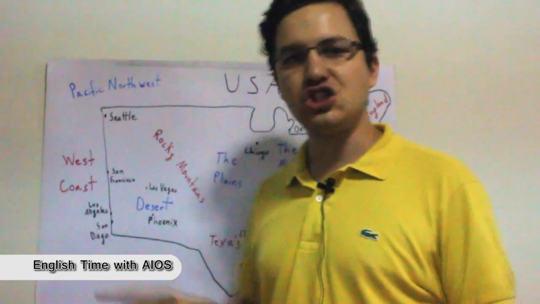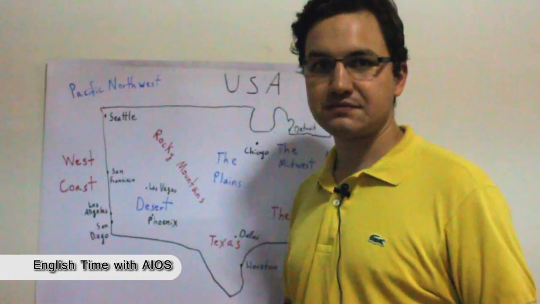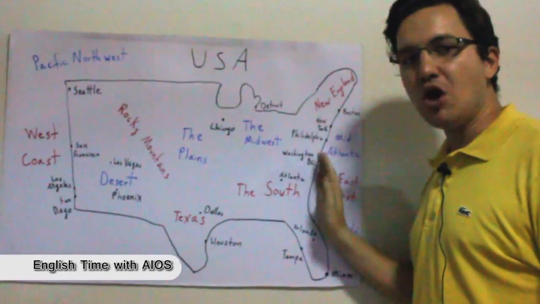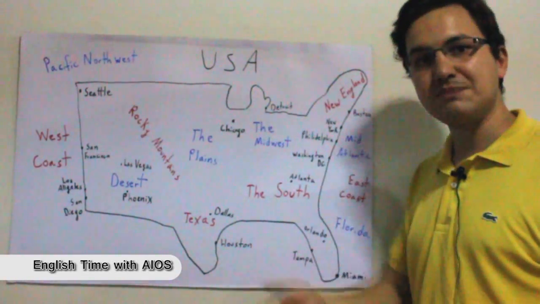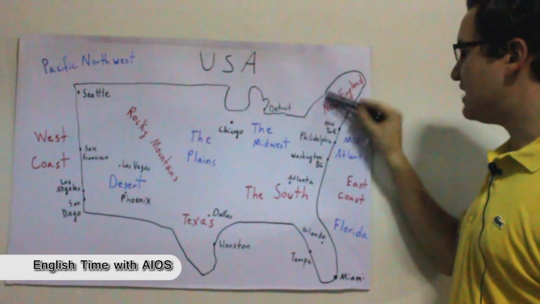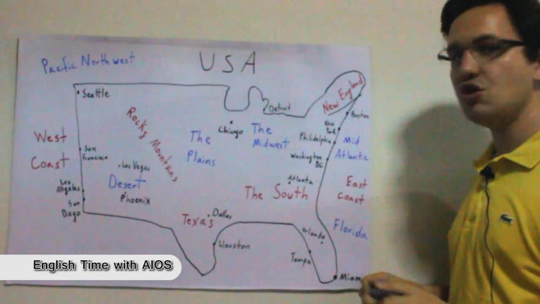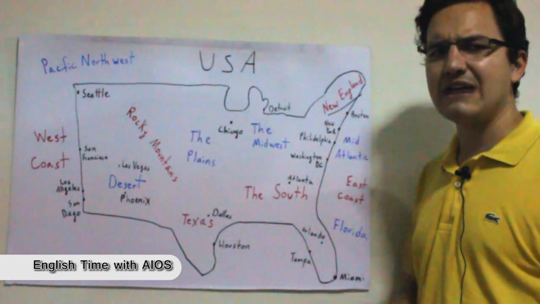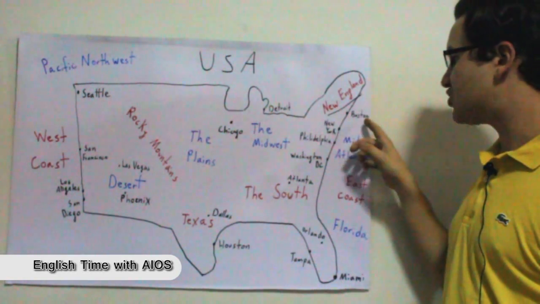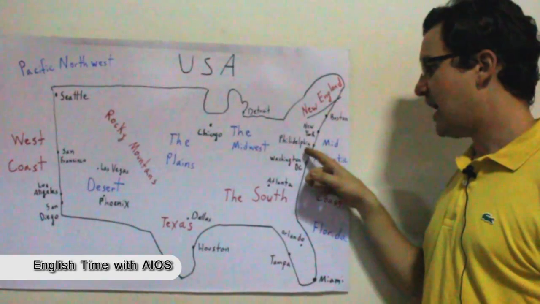So let's look at some of the geographic regions. Geographic meaning about the land. So we'll start on the East Coast first. This is the most populated, meaning the most people, area of the United States. The first part is called New England. This is where America started. It's called New England because the first Americans took boats from England and landed here. They started cities like Boston, New York, and Philadelphia.